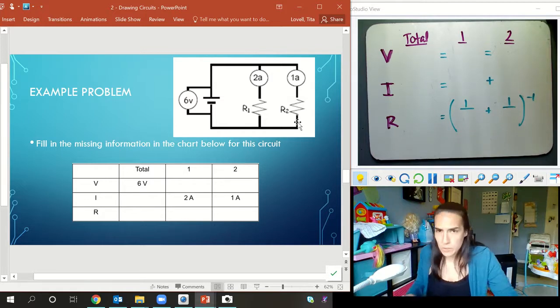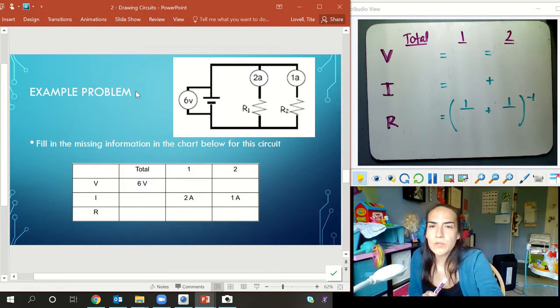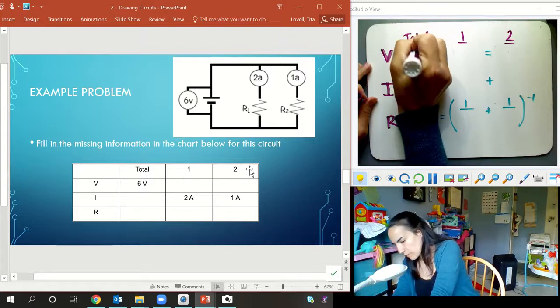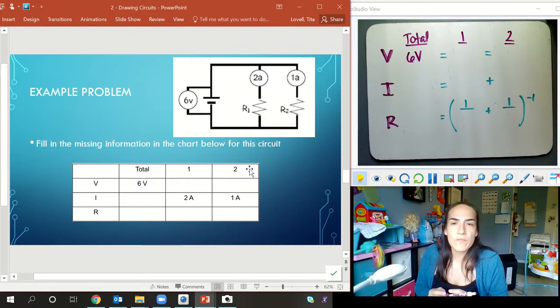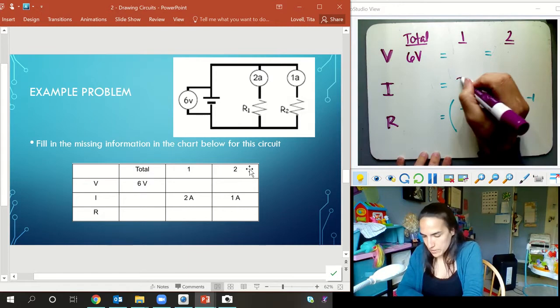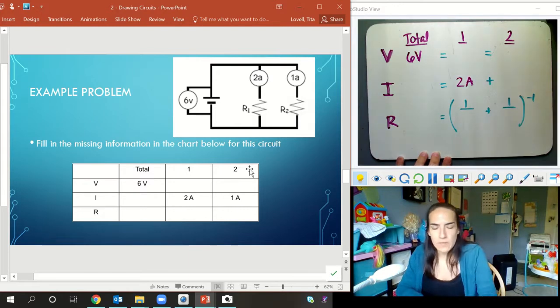Okay, so let's plug in some values. According to our circuit here, the total voltage according to that battery is going to be 6 volts. So I'm going to list that there first. And then it gave you the information of the current, how much travels through the first branch. That first branch is going to have 2 amps of current. The second branch is going to have 1 amp of current.